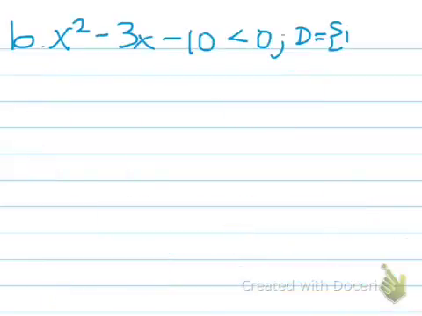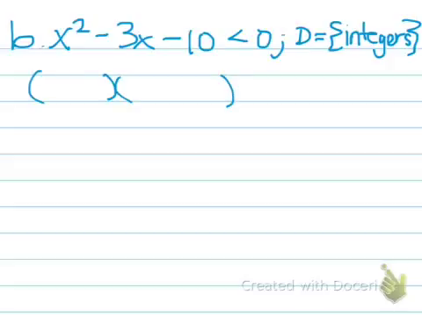Part B. It's not in factored form, and notice that the domain is integers. So the first thing we need to do is factor it. We need to come up with two numbers that multiply to give you negative 10 and add to give you negative 3. So we know it's going to be a positive and a negative. When we go through, 10 and 1, 1 and 10 do not give us 3. So it's got to be 5 and 2 or 2 and 5. And it's going to be a negative 5 and a positive 2 to give us negative 3.